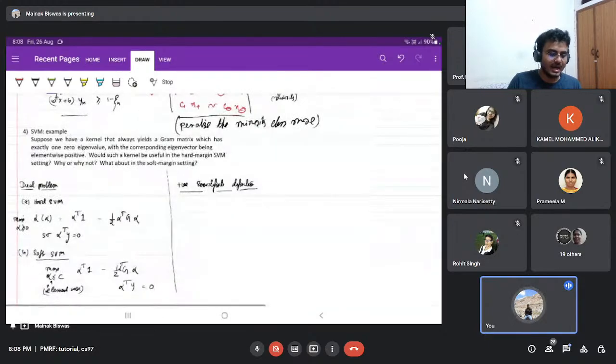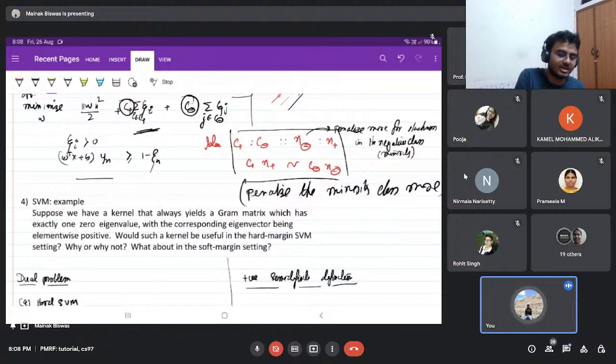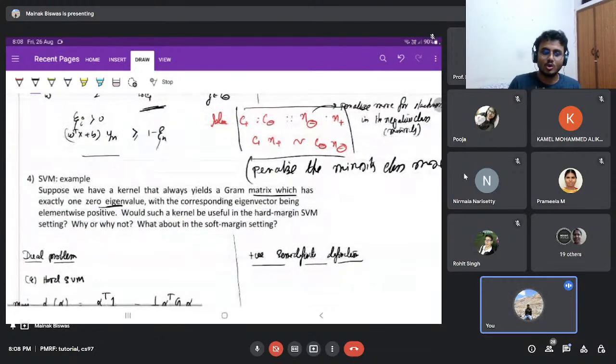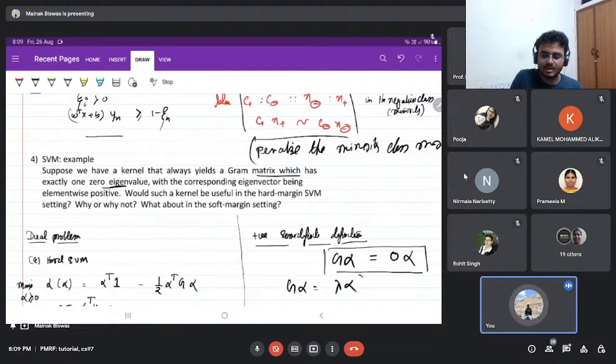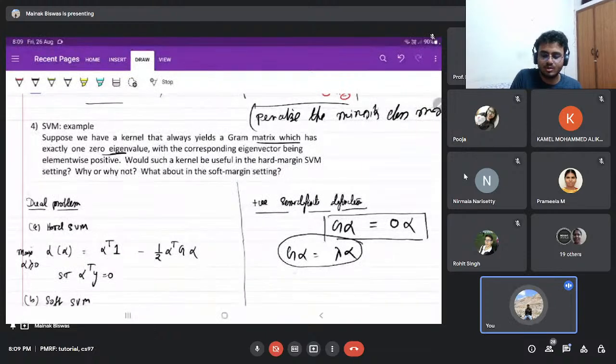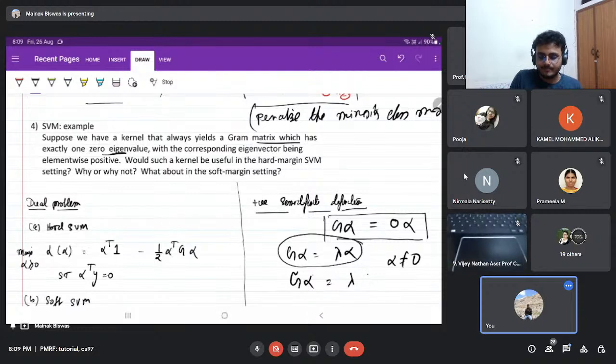Say you have this Gram matrix. Read this question carefully. Suppose you have a kernel or a Gram matrix defined which has one 0 eigenvalue, which means there is one solution for this. I have defined eigenvalues in the first tutorial. So G alpha equal to lambda alpha is the eigenvalue equation. So if you have one 0 eigenvalue, there is one alpha not equal to 0 such that G alpha is 0 into alpha, which is equal to 0.